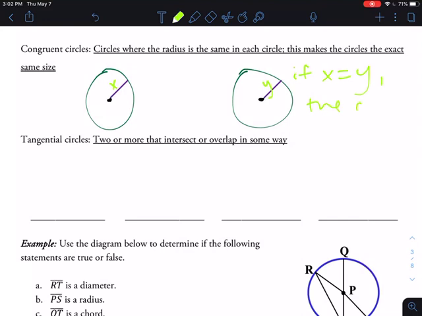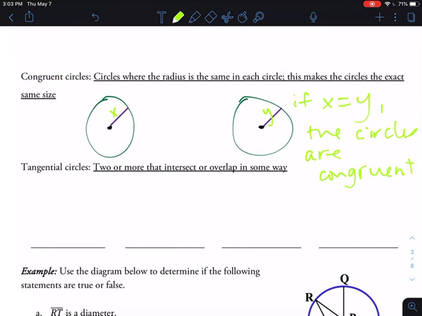the circles are congruent, okay? And that means that if this radius and this radius are the same length, then those circles are actually the same size, right? And so that makes them what we call congruent, because congruent means the same in math, okay? So if you want to make yourself a little note, you could do that. Congruent means the same. Okay, so there we go.